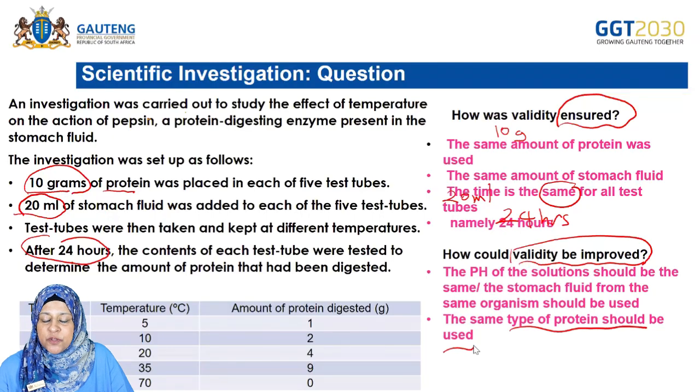My point I want to make here is that if you're looking at how validity was ensured, you can find it here from your investigation, okay? But how it could be improved, you must think of something that is not in the investigation. So something other than what has been given to you, okay? And that is how you could improve validity.